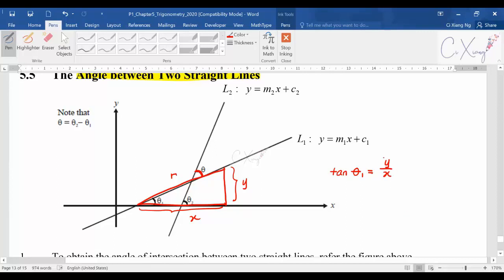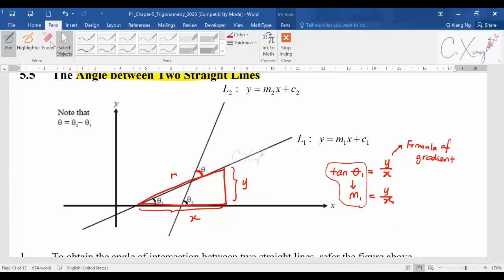The y over x is the formula of gradient. Therefore, tangent theta 1 also equals the gradient, so m1 equals y over x. Always remember that the gradient of any straight line equals tangent theta, where theta is the angle between the line and the horizontal line. So tangent theta 1 equals gradient m1 for line 1.